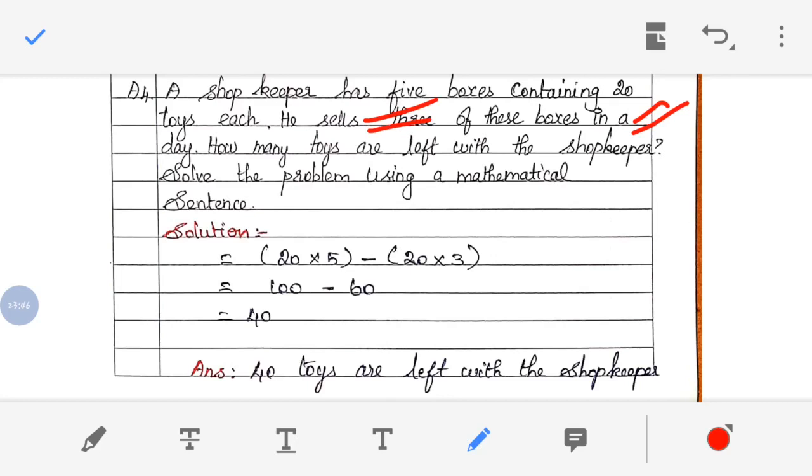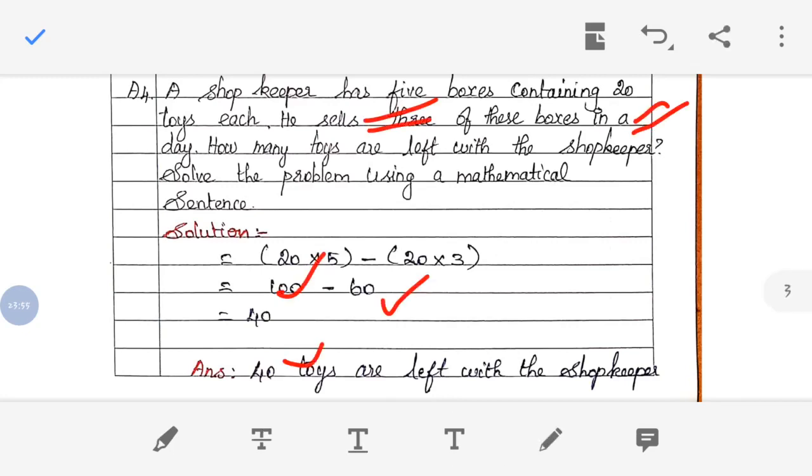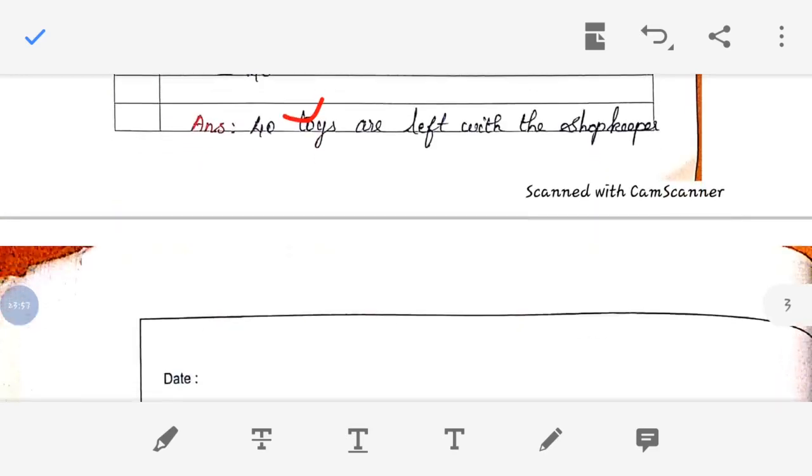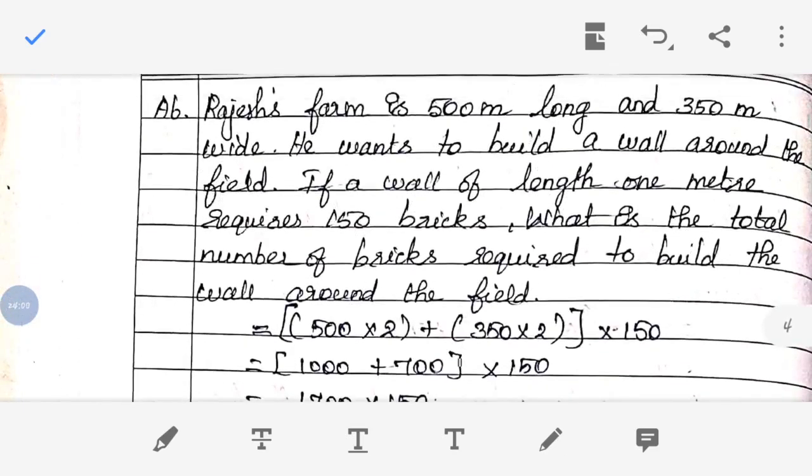Understood? So 20 into 5 will be 100, and 20 into 3 will be 60. 100 minus 60, 40 will be the answer. So likewise you have to calculate the final answer. Okay. So let's move on to the next question.